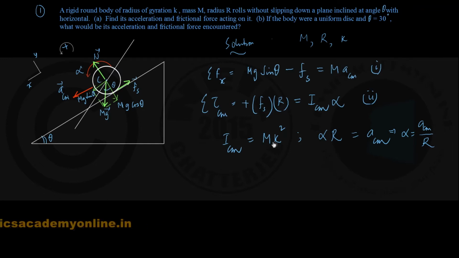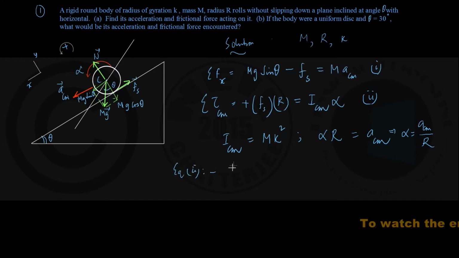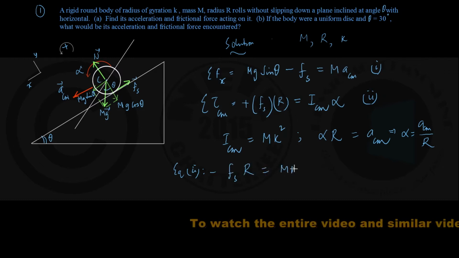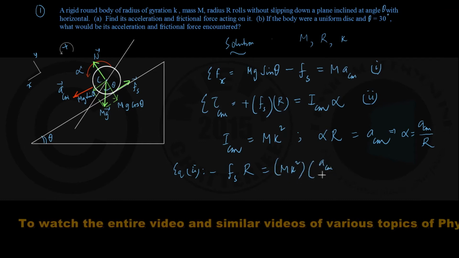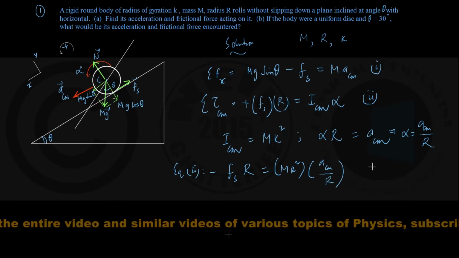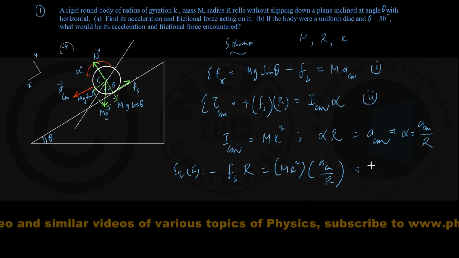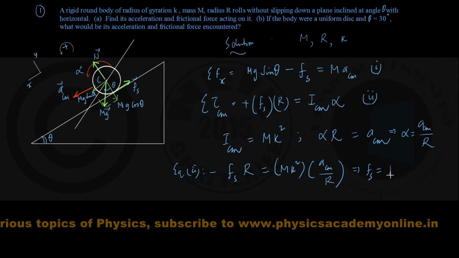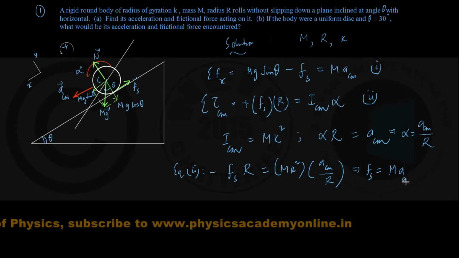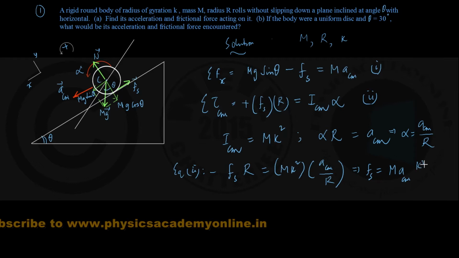So putting these two substitutions, ICM is equal to mk square and alpha is equal to ACM by r, in equation number 2, we can write down that the frictional force Fs into r is coming out to be m into k square, that is ICM, into alpha, which is ACM divided by r, isn't it? And this is giving me, as you can check, static frictional force is coming out to be m into ACM into k square by r square.